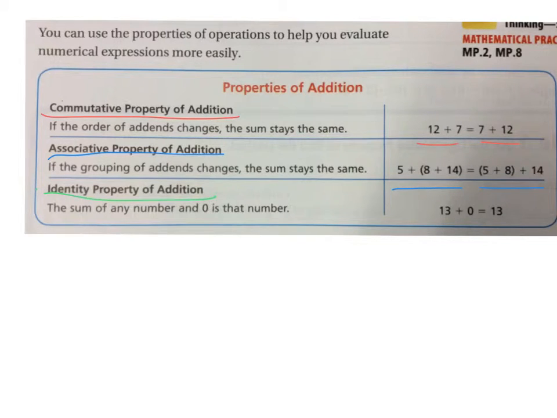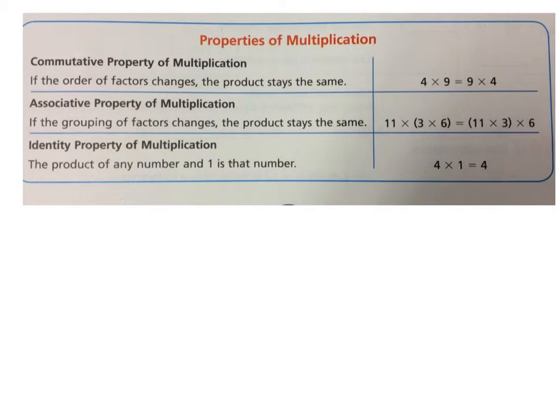Adam? Because you just have to add nothing to the number. So what's that property called? The identity property. There are also properties of multiplication. Okay, the same properties that work for addition also work for multiplication. So let's take a look.